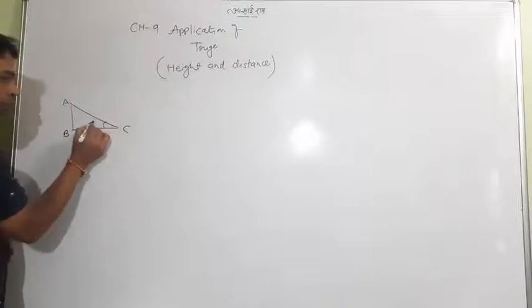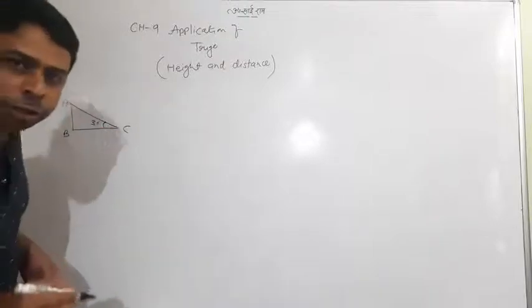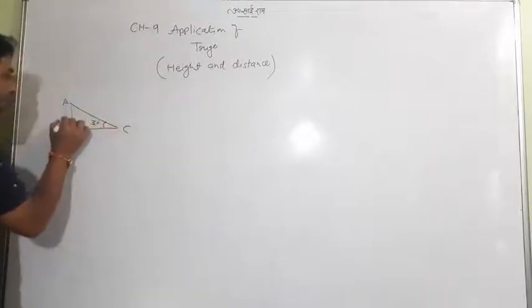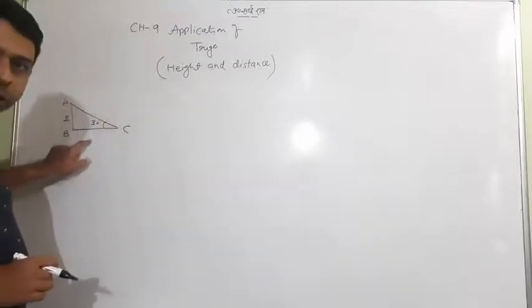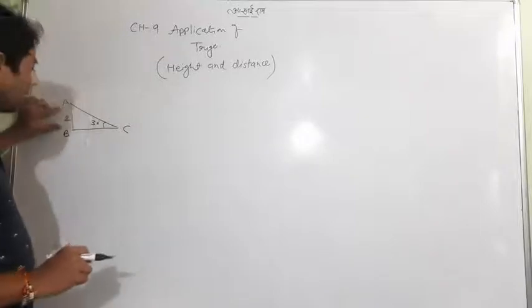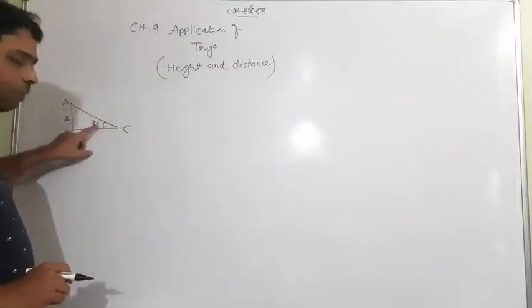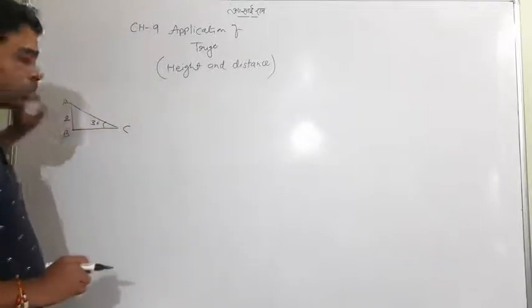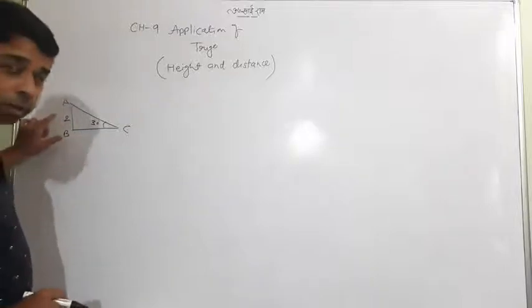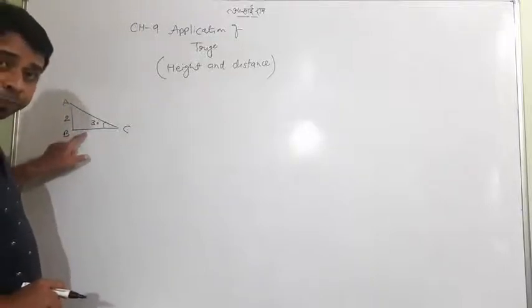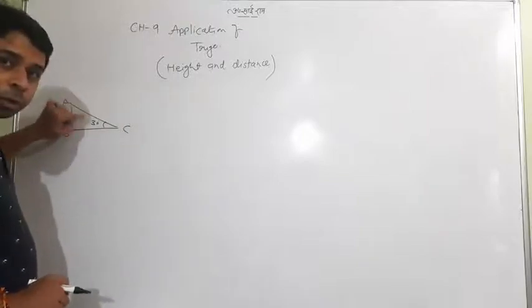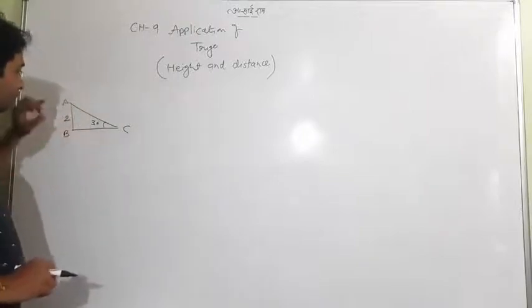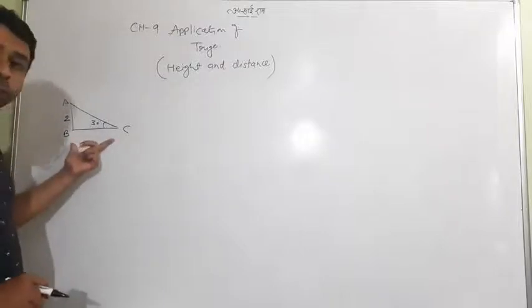suppose this time it is 30 degree, and even a single side is given. Suppose a single side is given, you can find out the rest two sides. Keep in mind that when a single side is given and angle is given, you can find the rest two sides. Suppose you are using tan theta, so perpendicular upon base will come, so base can be found out. Again, if you use tan theta, when perpendicular is 2 and base is unknown, base can be found out.